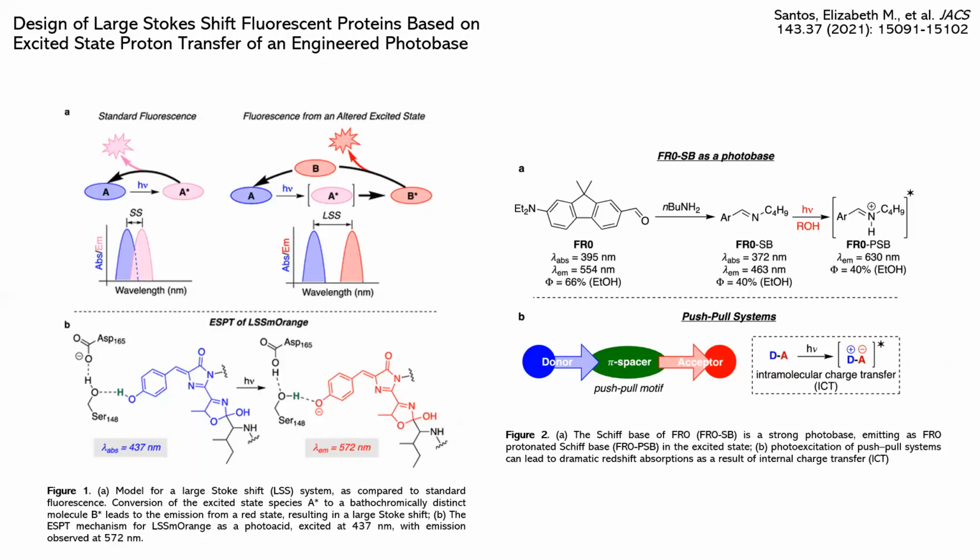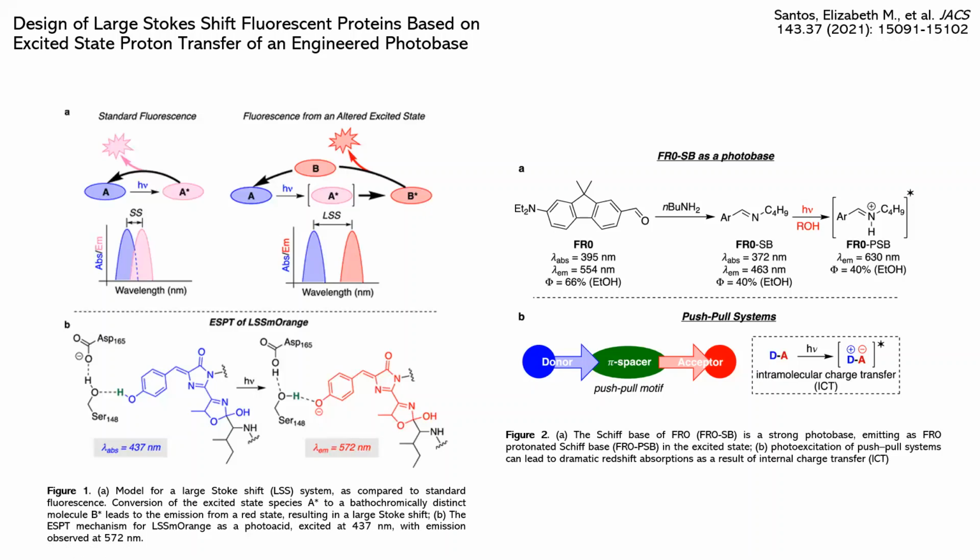So fluorochromes that are known to have larger Stokes shifts oftentimes undergo intramolecular charge transfer, or ICT. As you can see in figure 1A, there's a schematic of standard fluorescence compared to fluorescence from an altered excited state, which is a type of ICT. And here, instead of emitting from this A star excited state, it is actually converted to an altered excited state before emission, which results in that redshifted larger Stokes shift.